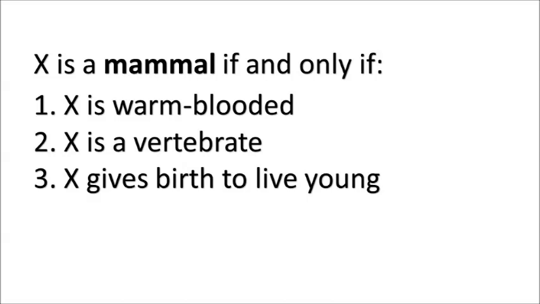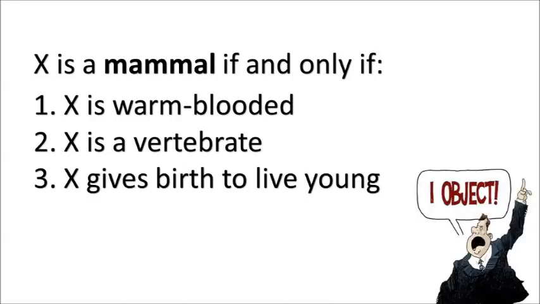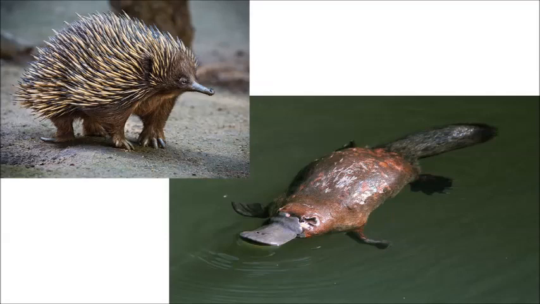The definition of a mammal. X is a mammal if and only if X is warm-blooded, X is a vertebrate, and X gives birth to live young. Now you might think generally, okay, well that sounds perhaps right, but somebody might object. They might say, wait, no, I'm not sure. Now why not? Well, because they might say, I can think of examples where there are things that are considered mammals, like echidnas and duck-billed platypus, and yet they don't meet one of the conditions. Namely, they don't meet the gives birth to live young condition. Both of these mammals actually lay eggs.